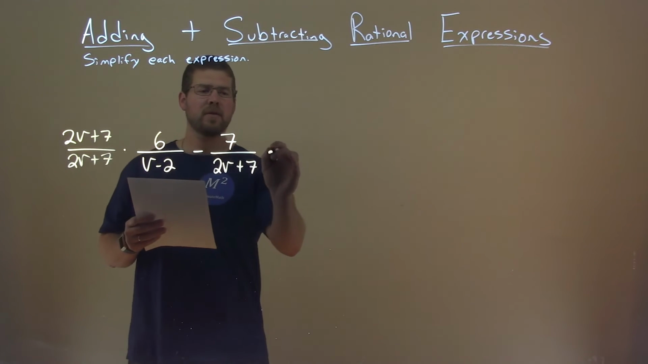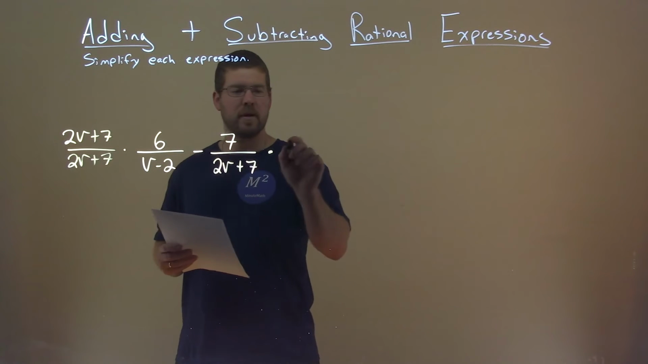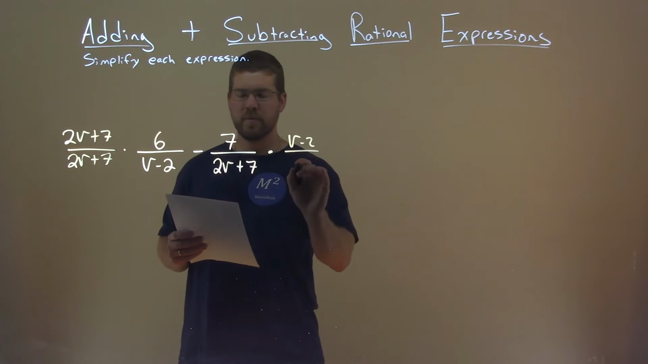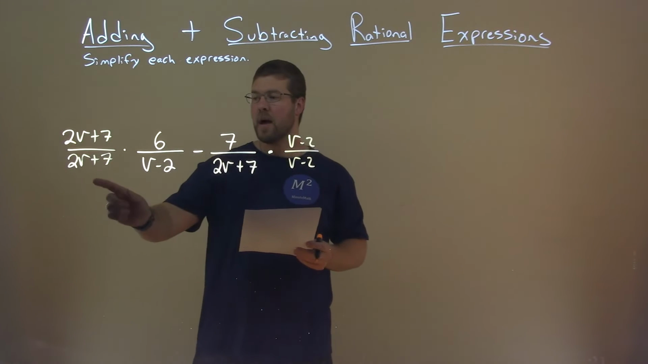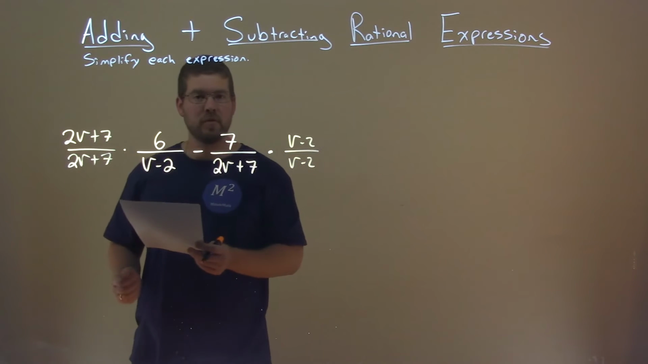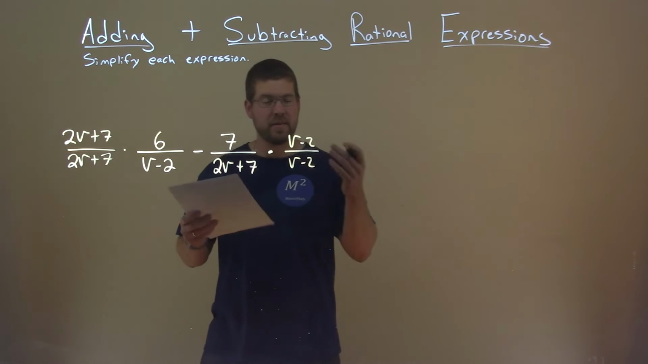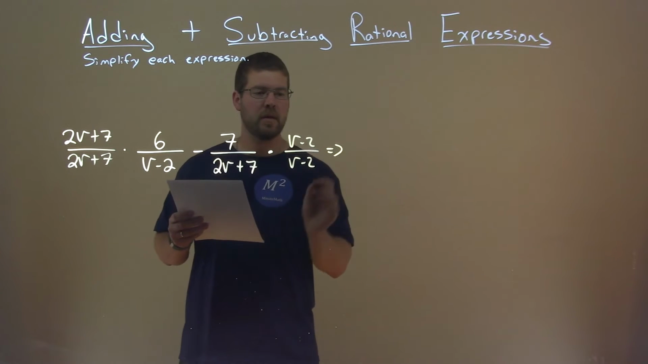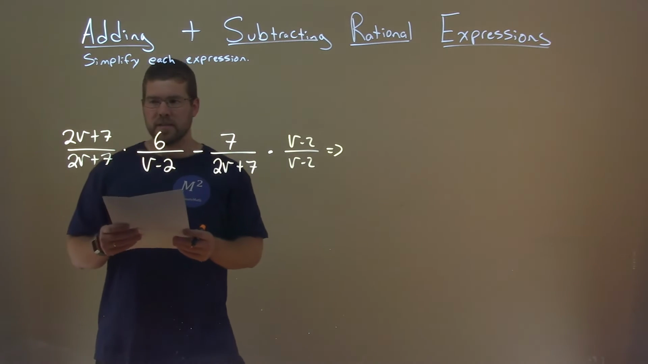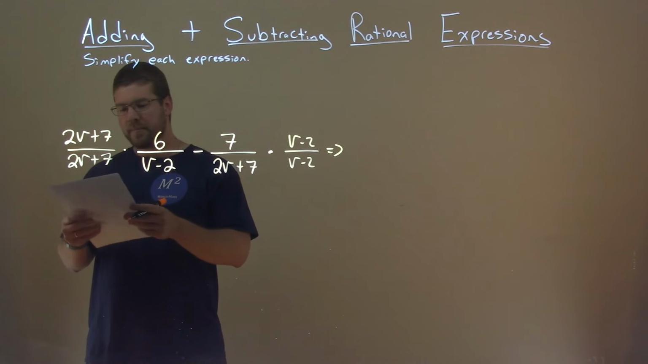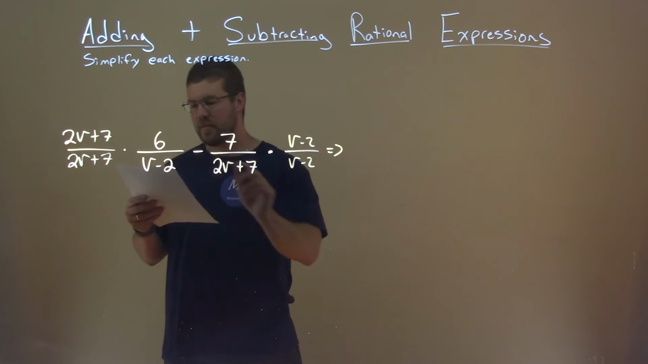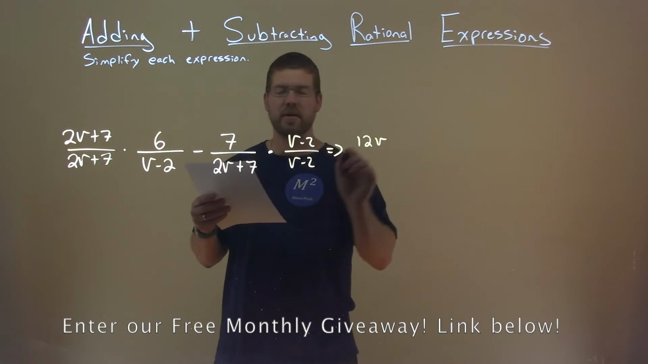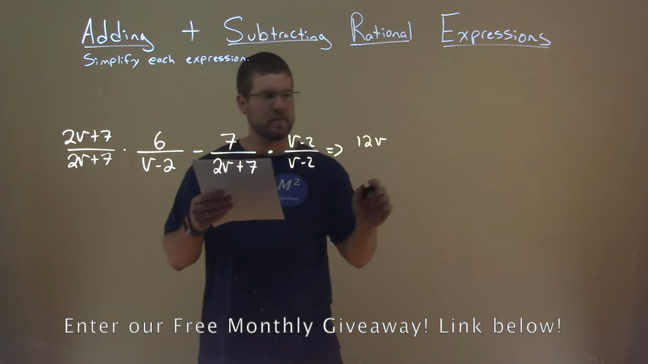I'm now going to do the same thing with the right hand side, v minus 2 over v minus 2. And what this will do is eventually have us a denominator that is v minus 2 times 2v plus 7 for both of them. So they have the same denominator. So what is this simplified to be? Let's multiply that out. 2v plus 7 times 6. Well, 2v times 6 is 12v. 7 times 6 is 42.